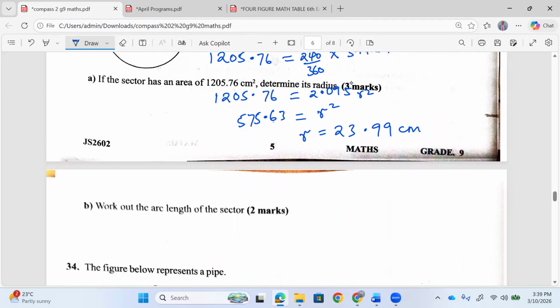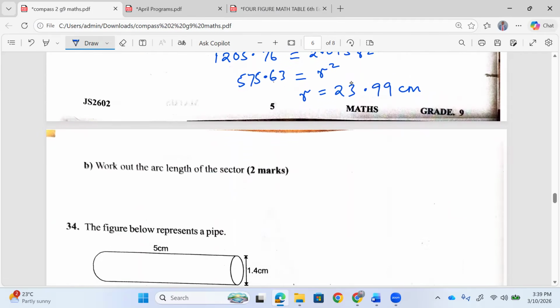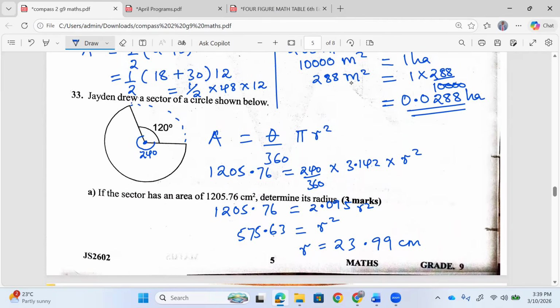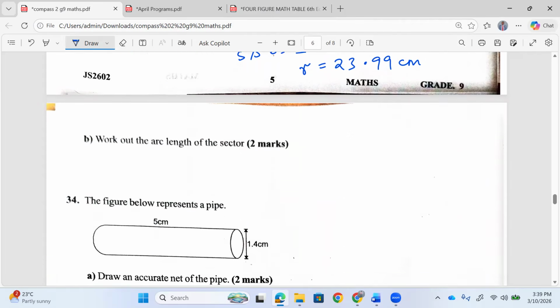Then look at part B of the same question. Work out the arc length of the sector. So arc length means simply this part from point A through B to point C. That is the arc, not the perimeter of the whole shape. The arc length. So arc is that part of a circle.